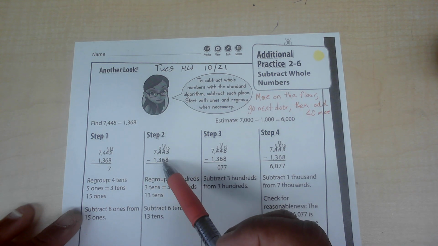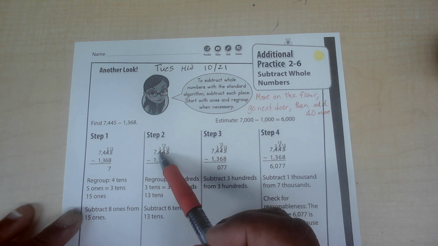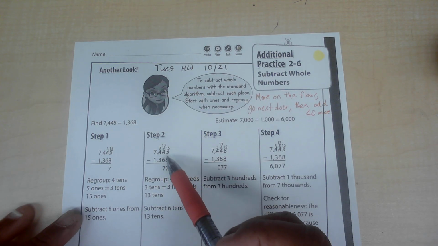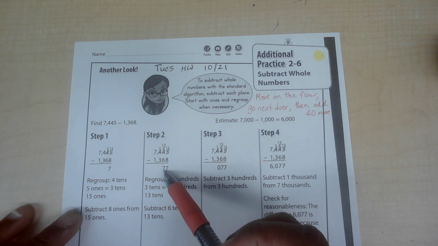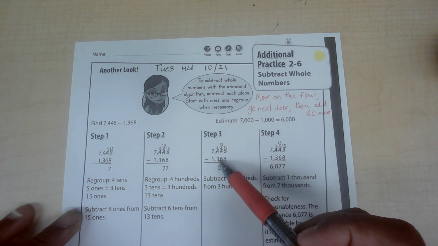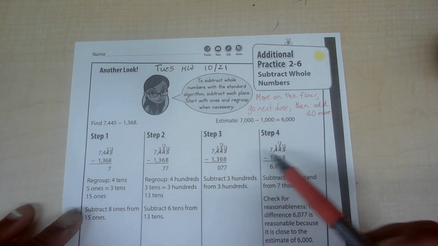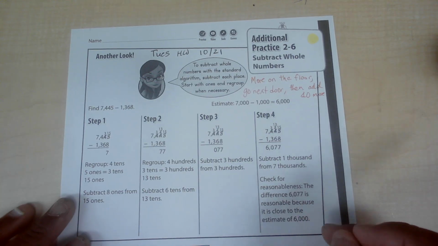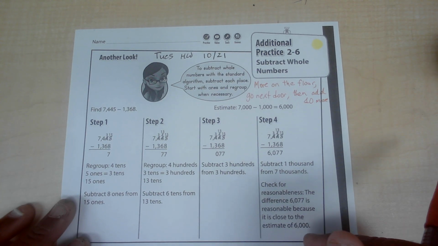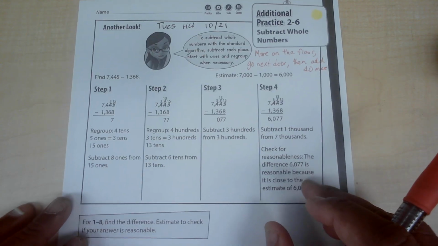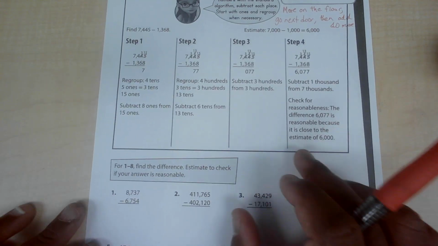It's 3 minus 6, so we don't have enough 10s. We have to borrow from the hundreds. 400 becomes 300, and we add 10 10s to that. So it's 13 minus 6 10s, it's 7 10s. 3 minus 3 is 0. We don't need to regroup. And then the thousands place, 7 minus 1 is 6. And that's your answer. So the difference is 6,777. And that's what you have to do.